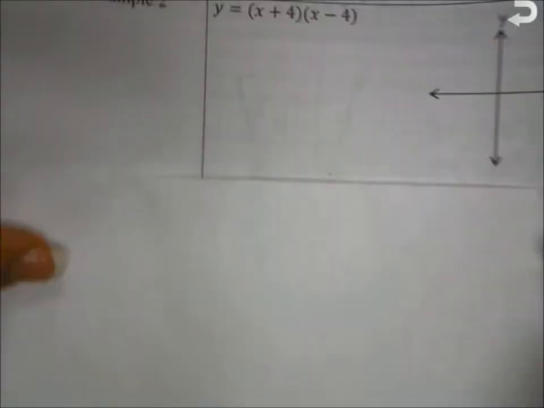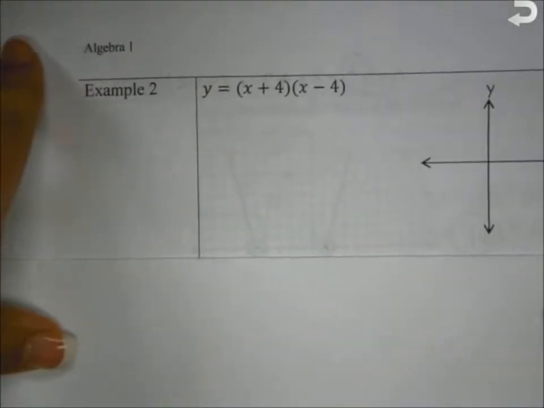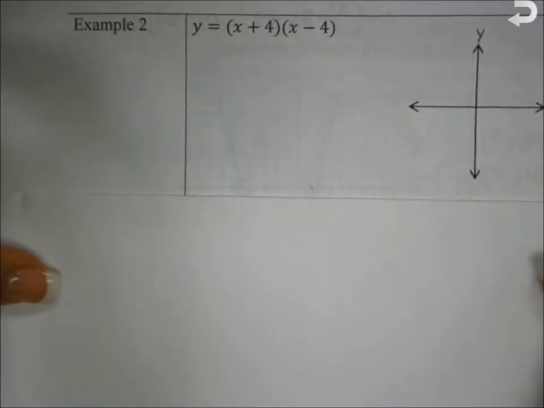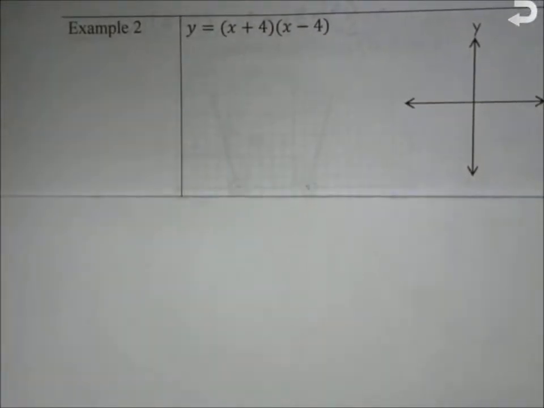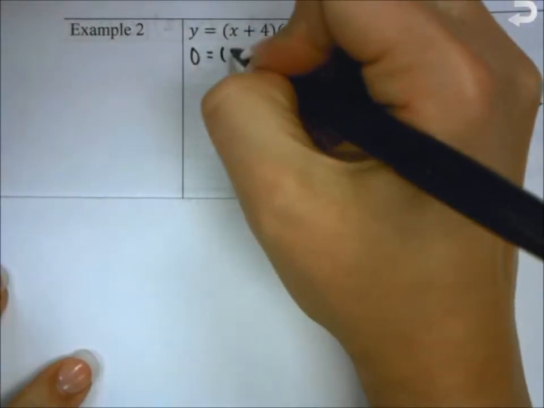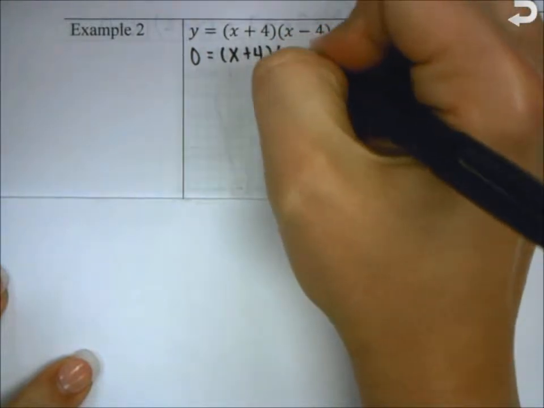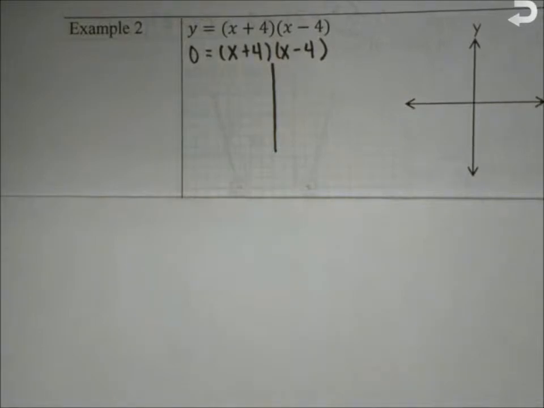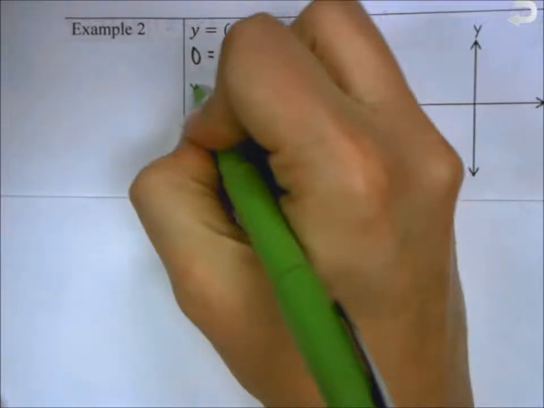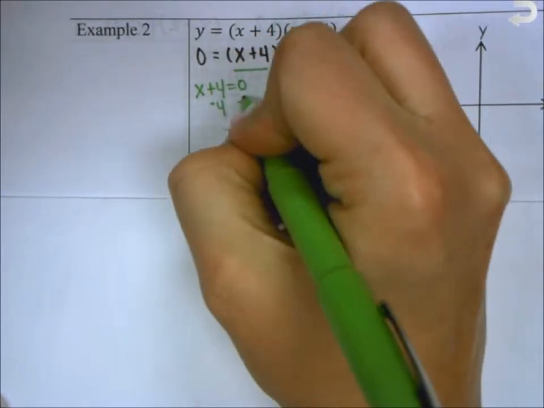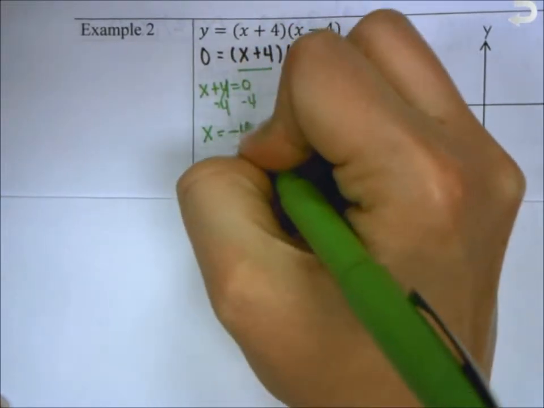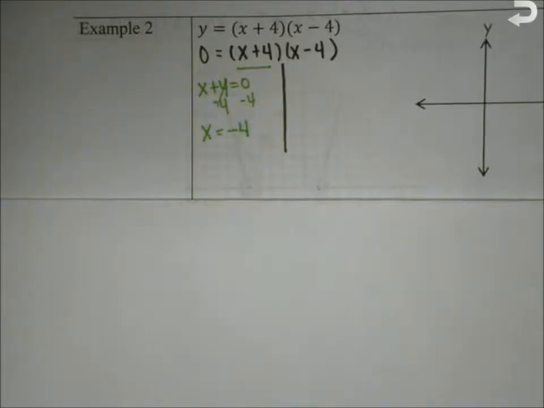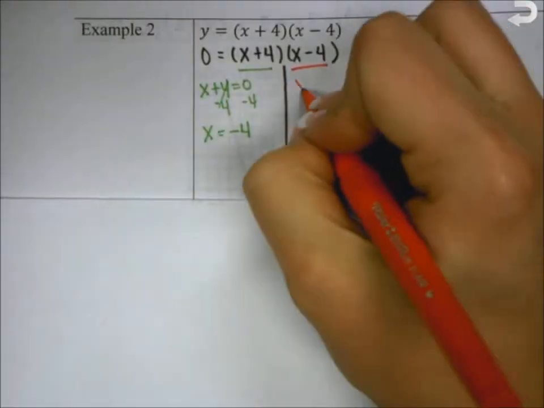Same thing. Example 2, I have y equals x plus 4 times x minus 4. It's not equal to 0 yet, so the first thing I want to do is set that y equal to 0. And then I'm going to use the zero product property here. So we're going to let x plus 4 equal 0. Subtract 4 from both sides, and I get x equals negative 4. And then we're going to let x minus 4 equal 0. So we add 4 to both sides, and we get x equals positive 4.